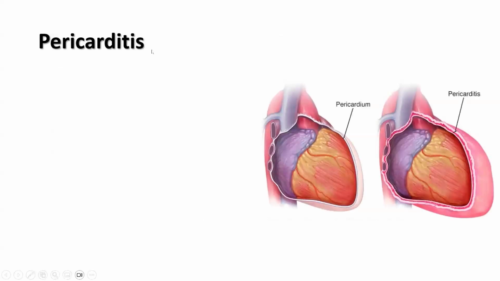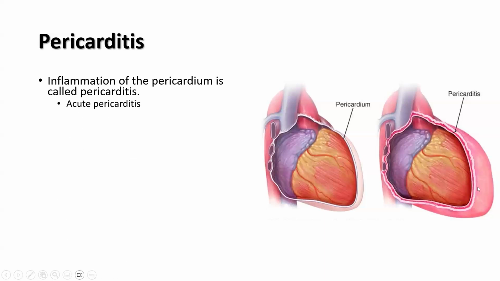The term pericarditis comes from pericardium plus itis. Itis means inflammation. That means inflammation of the pericardium is called pericarditis. In this picture on the left side, this is the normal pericardium, but on the right side, the pericardium is inflamed. So here, this is a case of pericarditis.